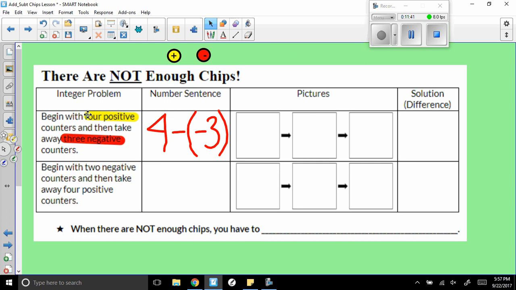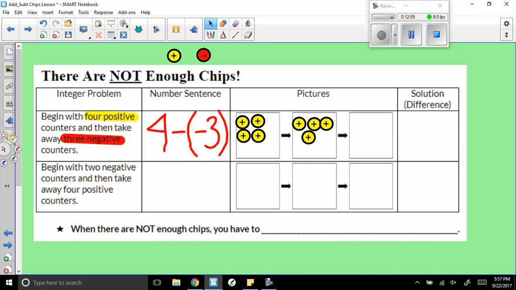So let's put our beginning number into that first box. So this is a positive number, so I'm going to use my yellow chips. I'm going to put 4 yellow chips in my box. And now I need to show taking it away. So first I have to show what I started with, those 4 positives. And now I have to take away 3 negatives. But the problem is that I don't even have any negatives to take away.